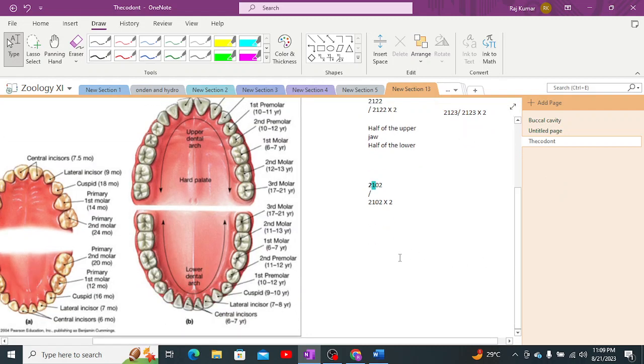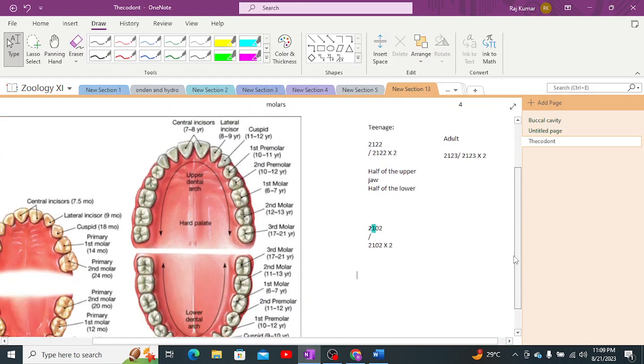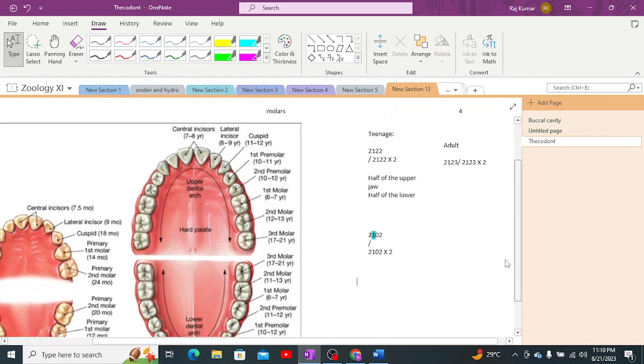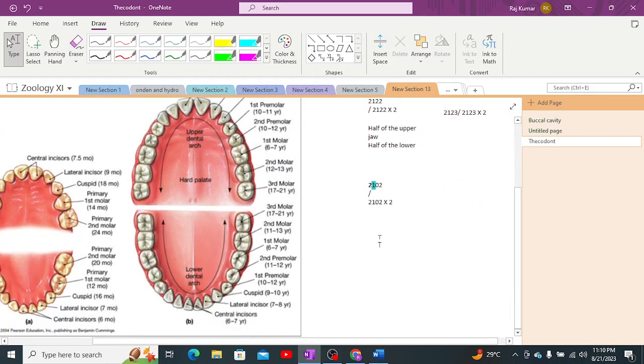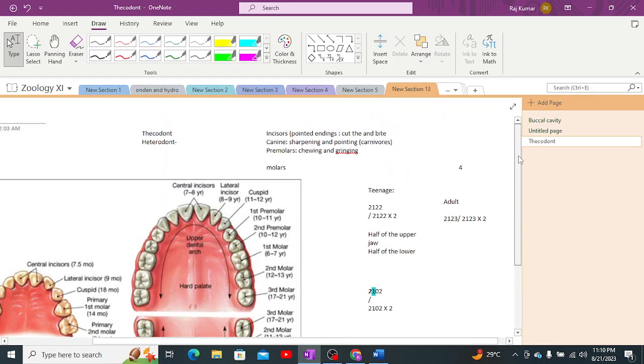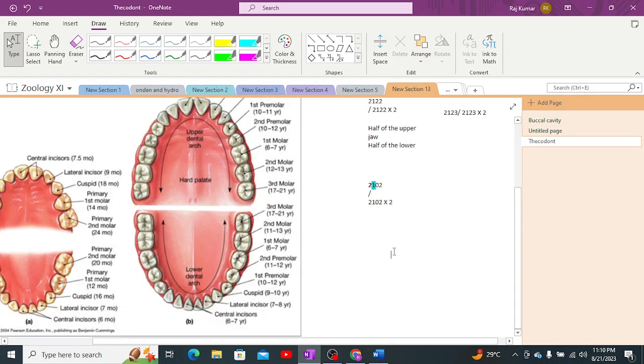After this we have an MCQ: how many monophyodonts are present inside diphyodonts? Monophyodonts are those teeth which come once in a lifetime. Diphyodonts are those teeth which come twice in a lifetime. So the monophyodont teeth inside the diphyodont human teeth structure are basically the premolars and the molars. And what kind of molars? Third molars. Premolars and third molars, also known as wisdom teeth.